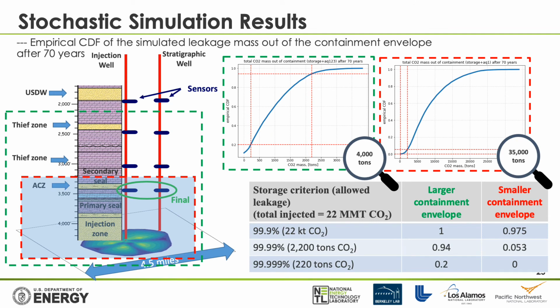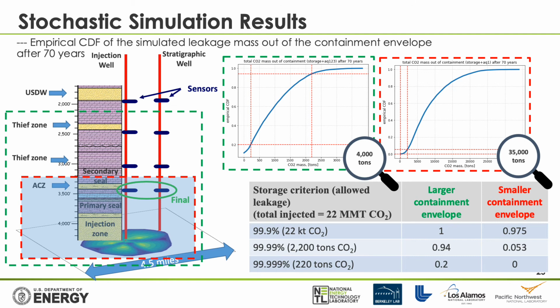Two containment envelopes were defined. The smaller containment envelope included the injection zone and the above confining zone interval, the Ironton-Galesville. The larger containment envelope includes the 2 overlying thief zones, the Potosi Dolomite and the New Richmond Sandstone.